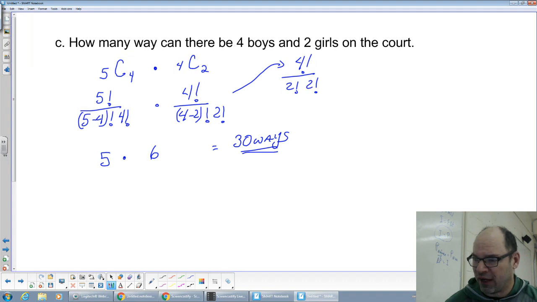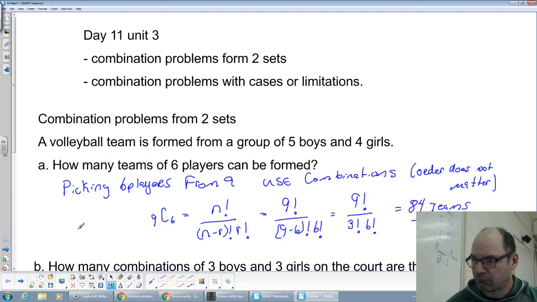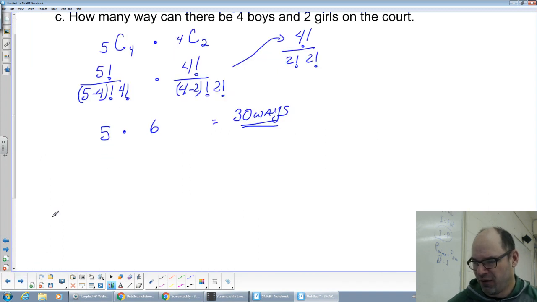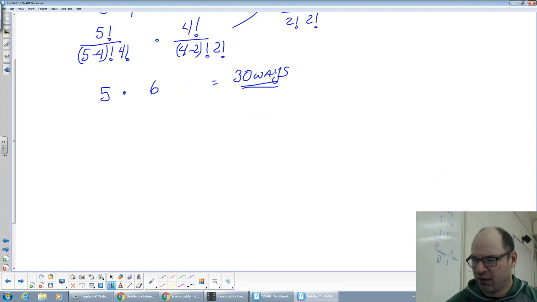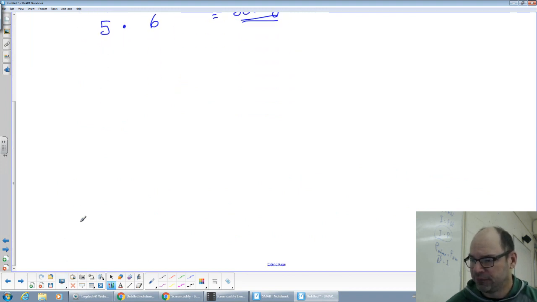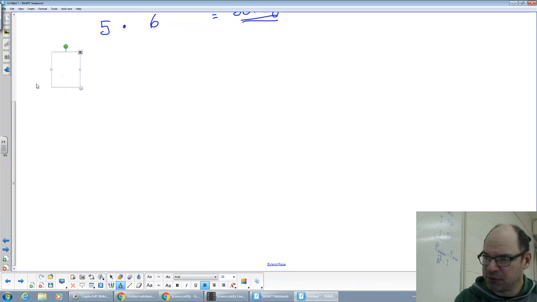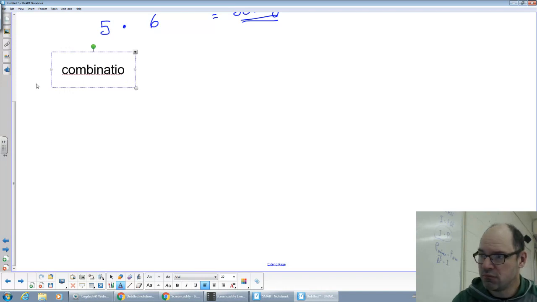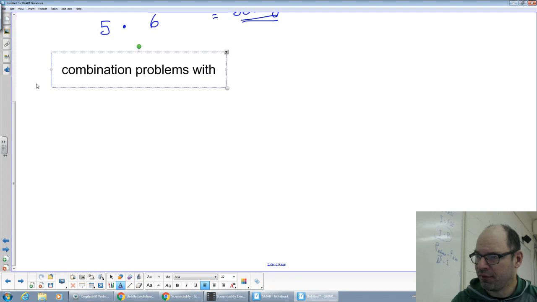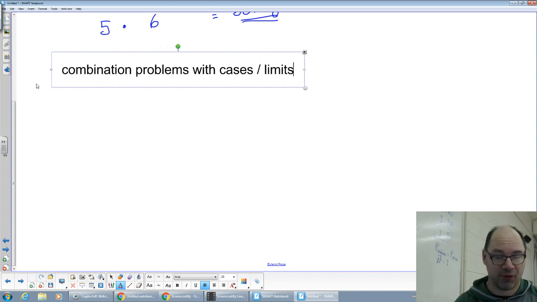Okay, the other thing that we want to look at, if we look back here at the beginning, is combination problems with cases and limitations. So when we have some ors in there. So I'm going to set up a different problem for that, and we'll title that up here. Okay, so let's go with some examples of combination problems with cases / limitations, or limits put on them.